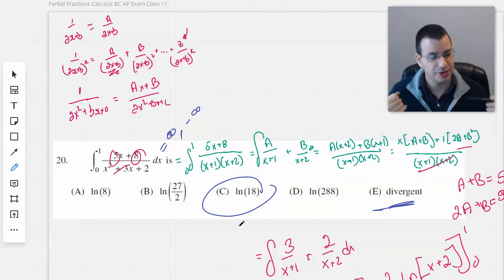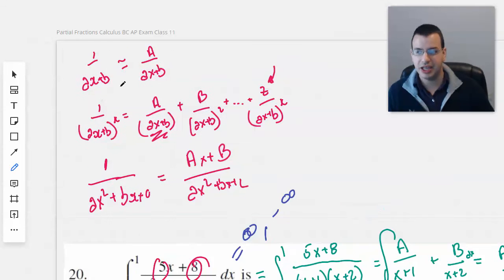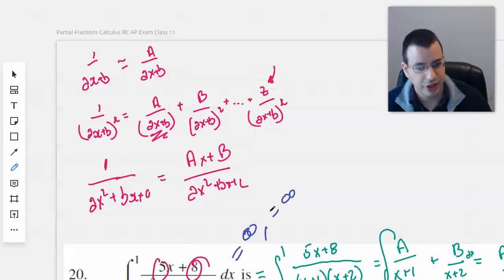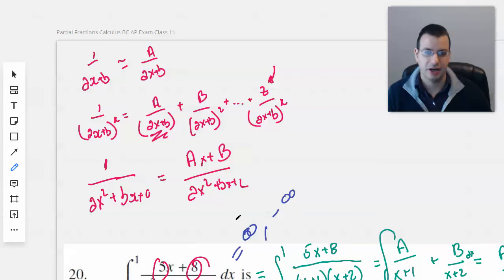And that is the concept of how you do partial fractions. If you see an ax plus b, you use an A. Ax plus b to an exponent, then you have to include all the polynomials leading up to your k. And then if you see a quadratic on the bottom, which we didn't do, but same concept, ax squared plus bx plus c, then you have to have ax plus b in the numerator. And then you solve it the same way using algebra.